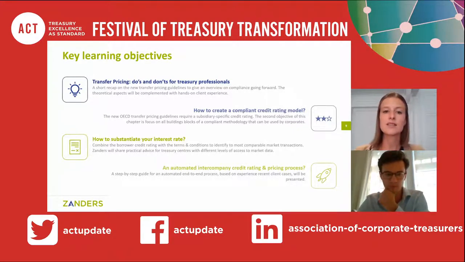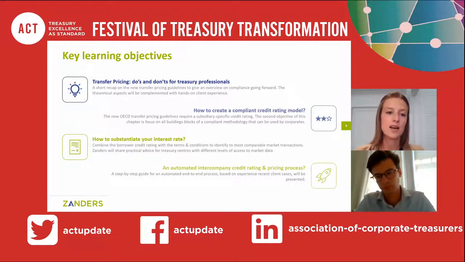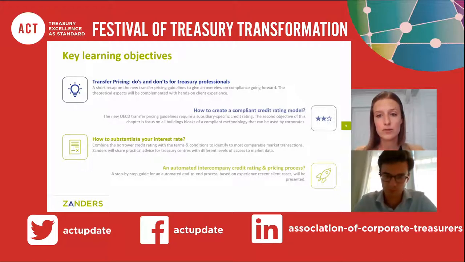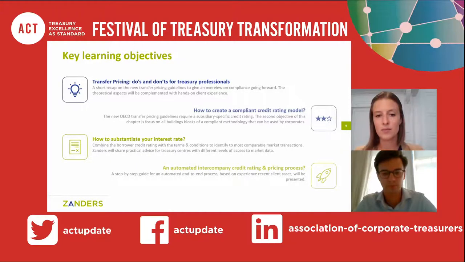A second element is what we will discuss is how you can create a compliant credit rating model and also give you some examples on that and the alignment with the OECD transfer pricing guidelines. The third element is then how to actually substantiate your interest rate for your term loans and also for your guarantees, which of course takes into account that credit rating model, but also other terms and conditions. And we will of course also throughout this section try to give you some guidance on how automation can help you do this credit rating and pricing process in order to relieve the compliance burden to some extent for the Treasury Department and the Tax Department as well, of course.